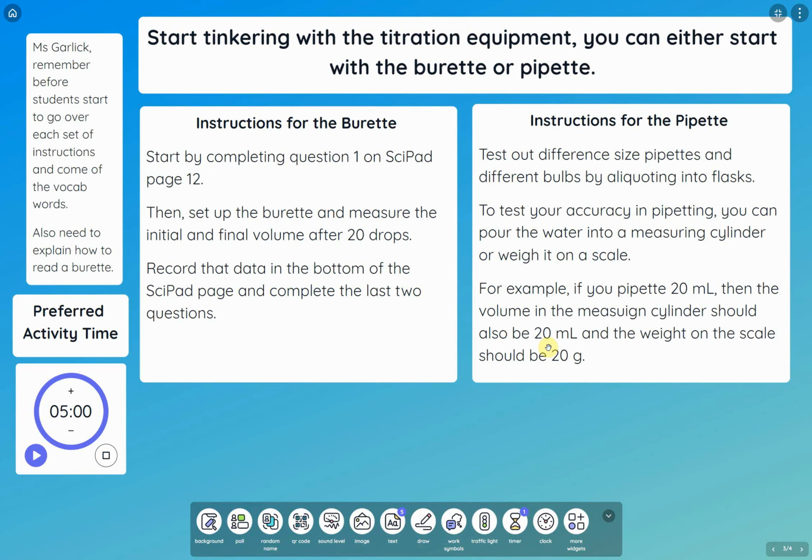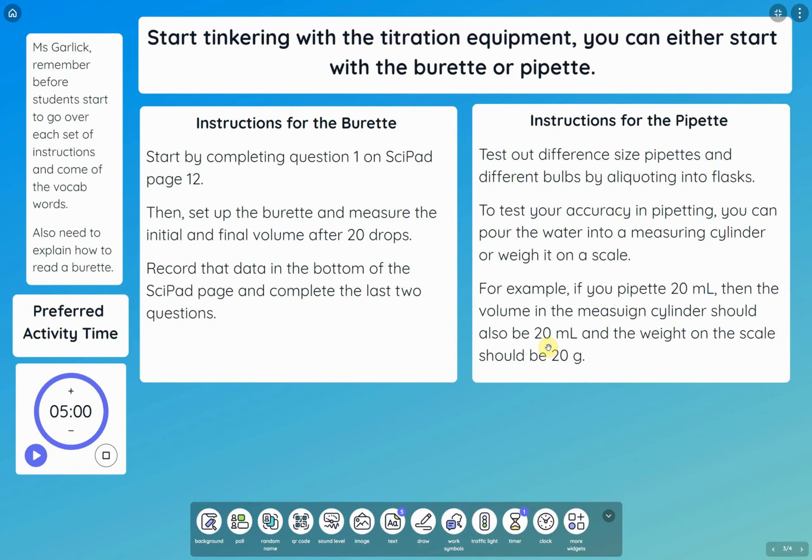You guys will just be working with water today. So first thing, before you even start playing with the burette, you want to make sure you know how to read it to complete the rest of question 1. Then set up your burette, and you'll see on the bottom of page 12, there is a little practical there to measure initial and final volume of 20 drops of water. So you can practice reading the burette and also calculating the difference and then figuring out what the volume of 1 drop is, which is really cool.